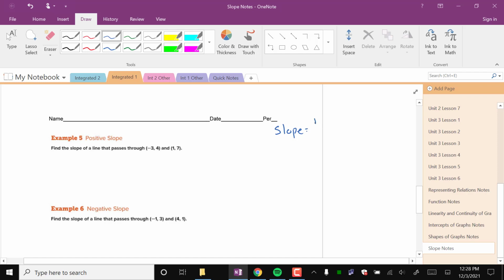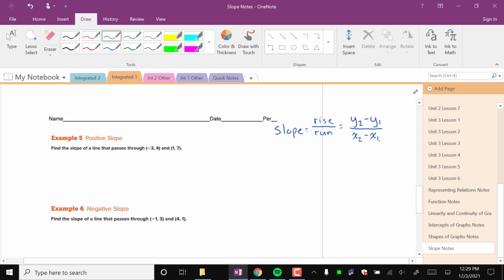Some people say that this is rise over the run. Well, how's that going to help us calculate it out? Well, rise is your y direction, so that's going to be y2 minus y1. Your run is going to be your x direction, x2 minus x1.